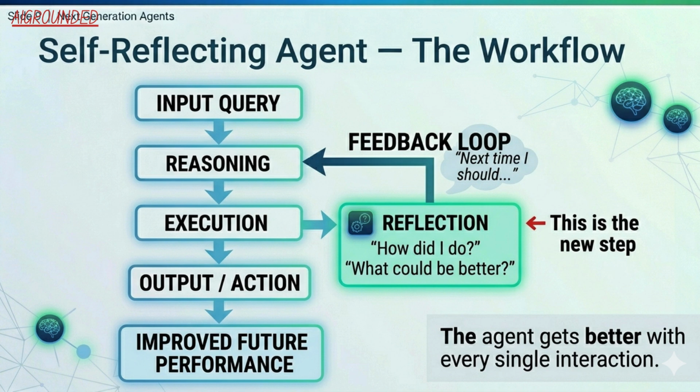The result: the agent genuinely improves with every single iteration. Each task makes it more accurate, more efficient, and more reliable than the last. This is a fundamentally different relationship between an agent and quality improvement.